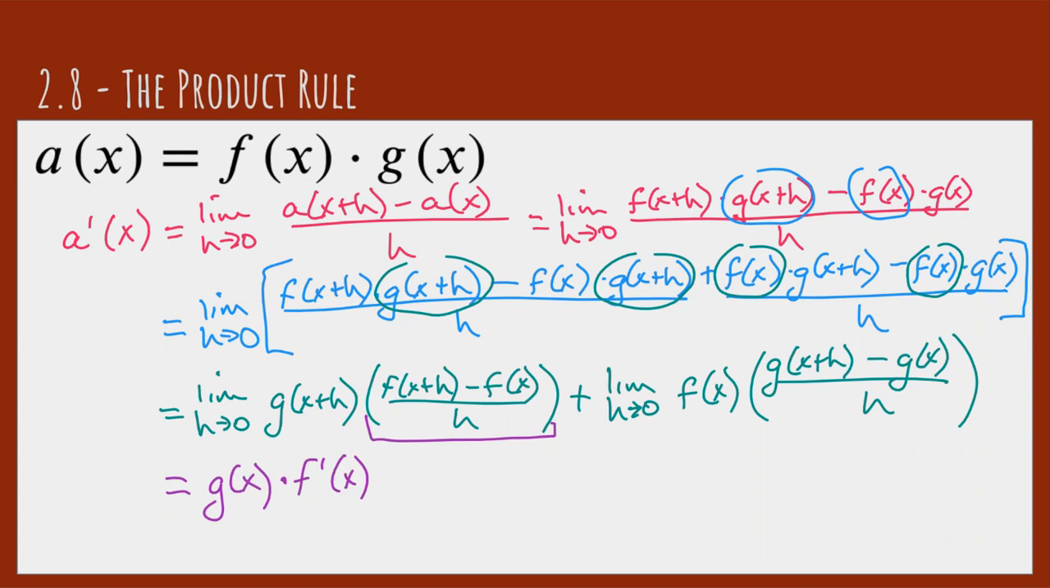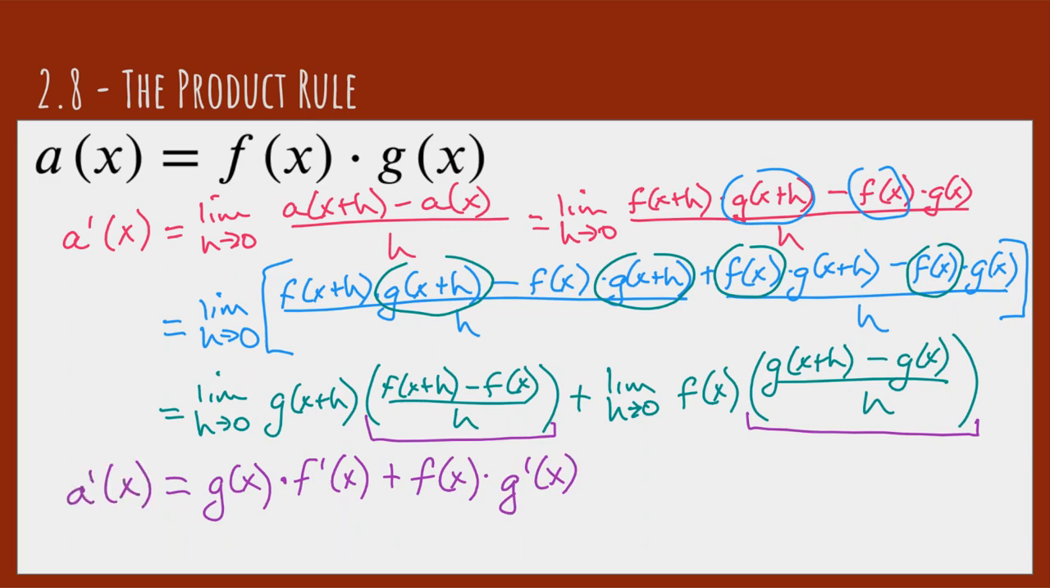And then in our second limit, this f of x here doesn't depend on h at all, so that's not going to change. So we have plus f of x. And then this right here is the limit definition of the derivative of g of x. So as h approaches 0, that is going to be the derivative of g. And there's your product rule.